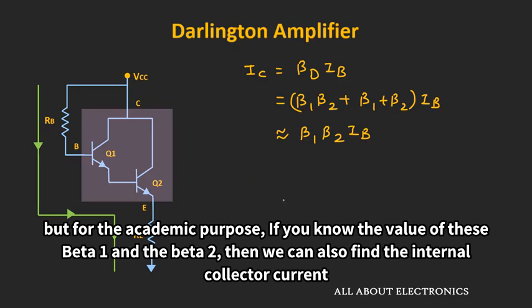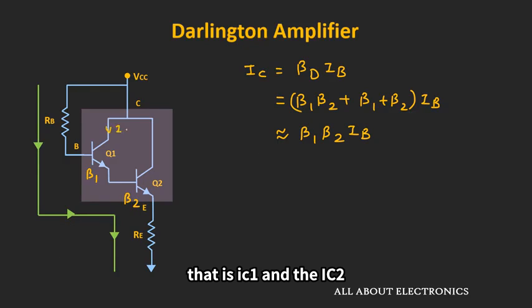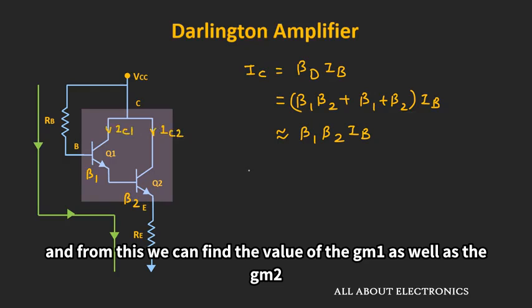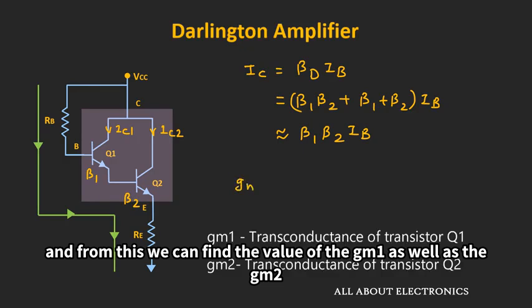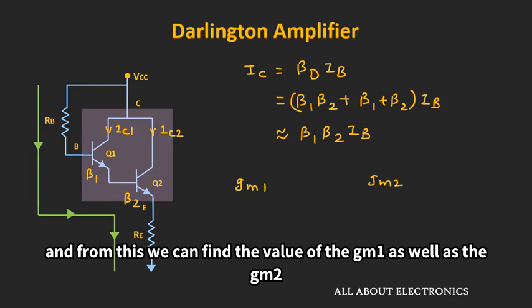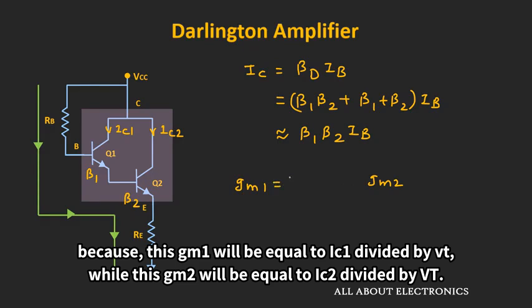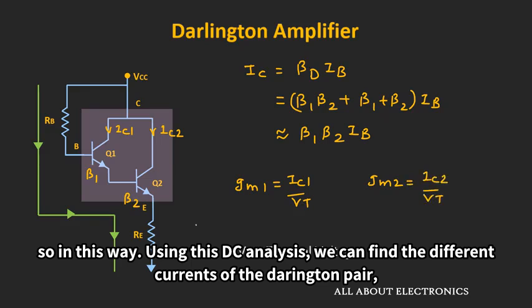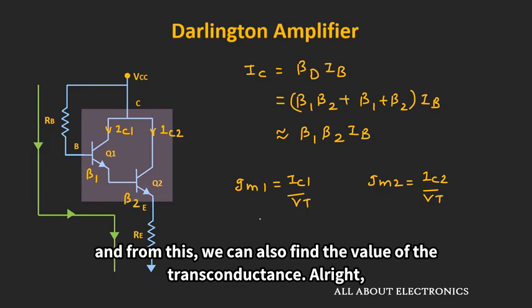But for academic purposes, if we know the values of beta 1 and beta 2, then we can also find the internal collector currents, that is IC1 and IC2. From this, we can find the values of gm1 as well as gm2, because gm1 will be equal to IC1 divided by VT, while gm2 will be equal to IC2 divided by VT. So using this DC analysis, we can find the different currents of this Darlington pair, and from this we can also find the value of the transconductance.